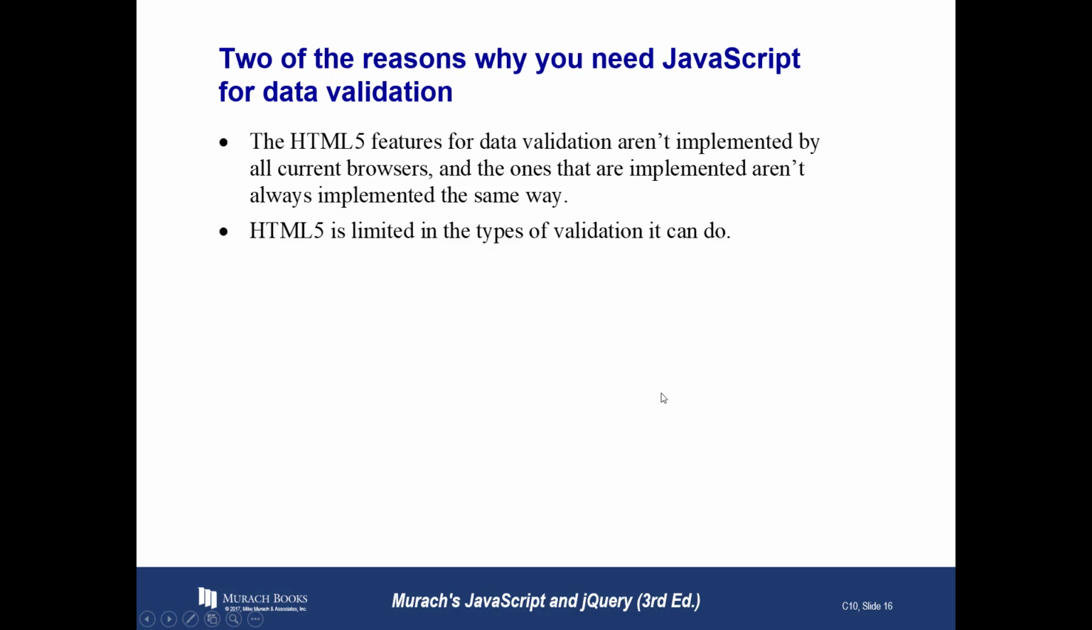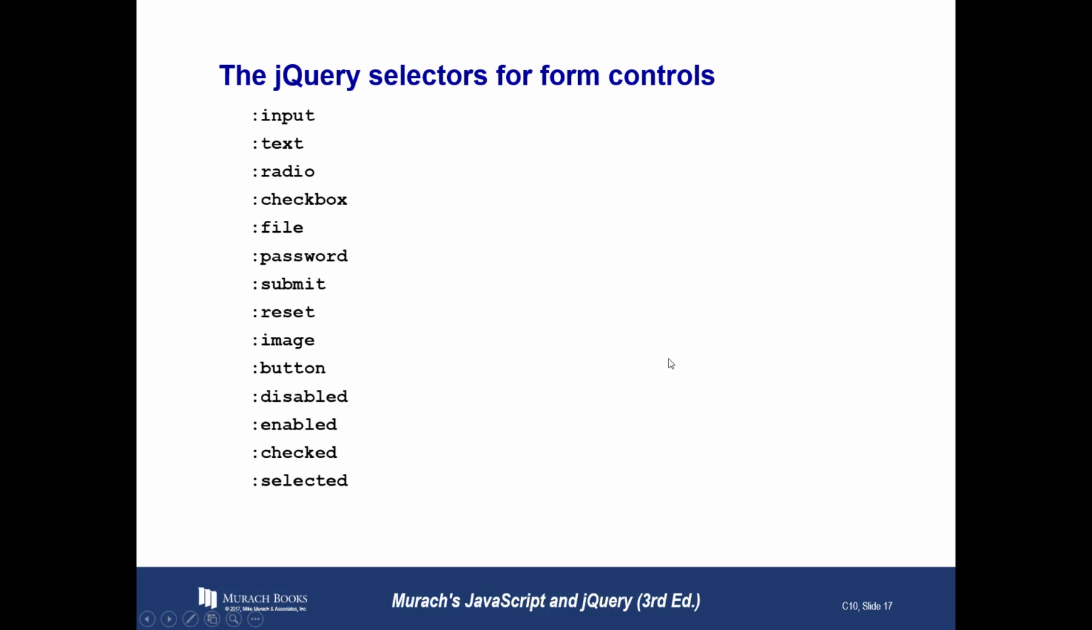All right. 2 of the reasons why you need JavaScript for data validation. First, HTML5 features aren't implemented by all current browsers. Again, that's getting to be more and more not the case. But the second one is true. HTML5 is limited in the types of validation it can do. You have to remember that HTML5 is not a programming language. All right? It's not even really a scripting language. It's a markup language. It was not designed for you to be able to do programmatic types of things. That's just not its forte, so to speak.